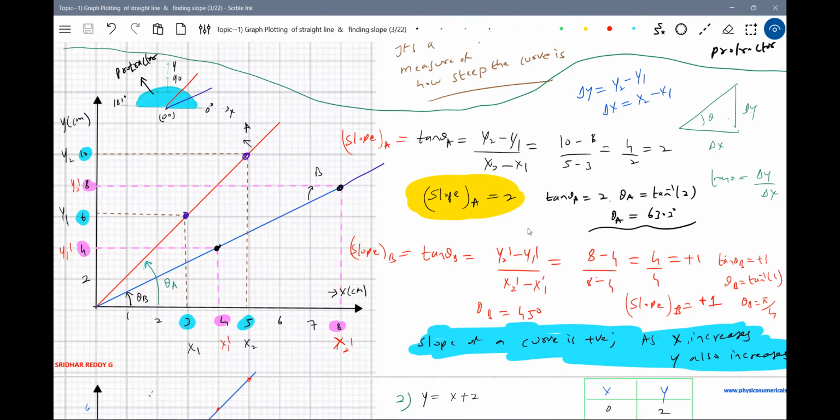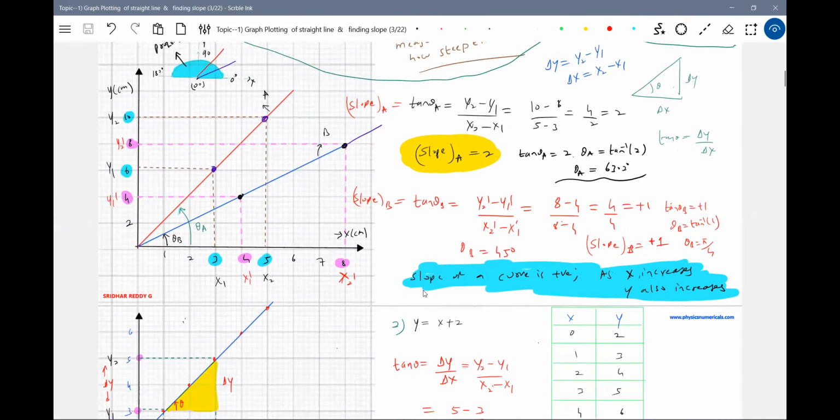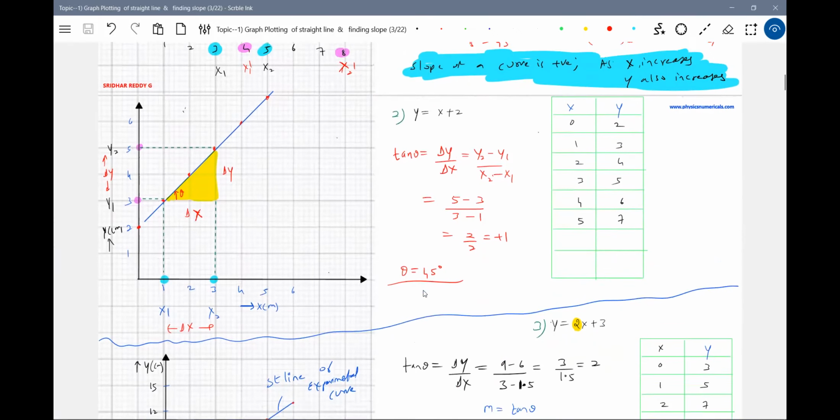Don't get confused with this one. Slope means tan theta. Theta is the angle made by the straight line with the horizontal axis. Slope means tan of that angle theta. Okay, like this, I think I slowly introduced the idea of a slope here. So now we'll take the next condition.